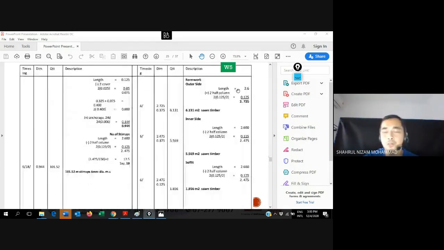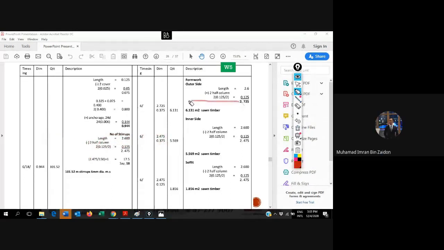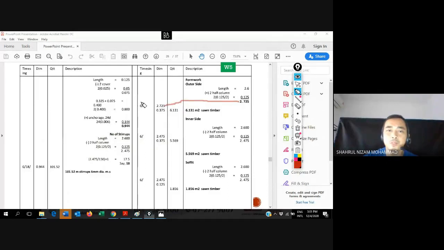Right, so if you look at the solution, 2.6 plus 2 half column is 2.725. So you put inside of your dimension, the timesing will be 6 because you have 6 beam. And then this is the depth, 0.375. So you will get 3.131 meters squared of sawn timber. So that is for the outer side.